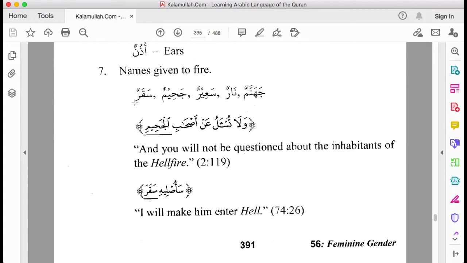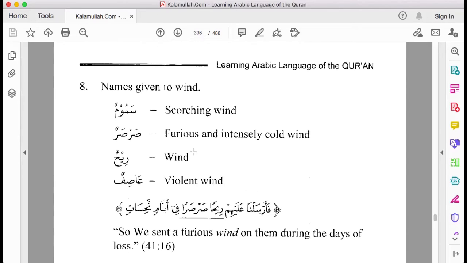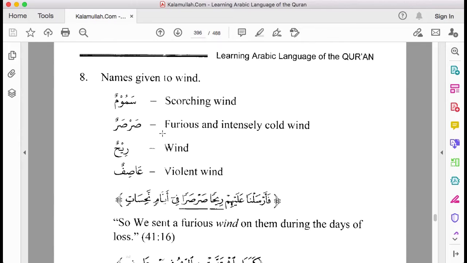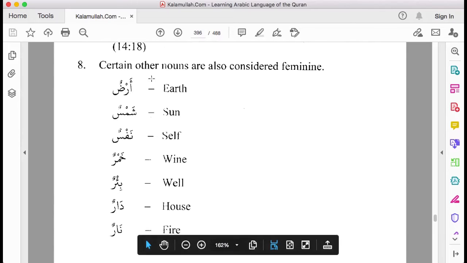For example, again, good vocabulary words. Jahannamun, narun, sa'irun, jahimun, sakarun. These are feminine. Again, these are nice to know that certain of these words related to wind are feminine as used in the Quran. Right? These are something that's good for your vocabulary. All right. We already talked about a special list of words that are always considered feminine.